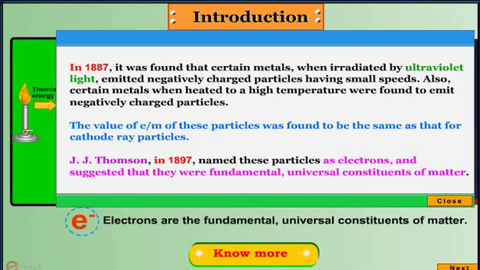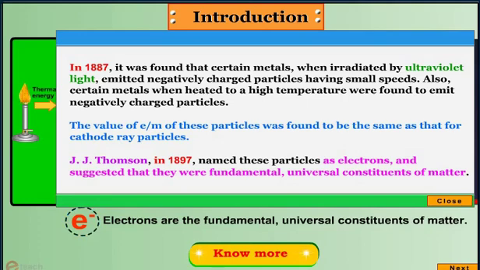In 1887, it was found that certain metals, when irradiated by ultraviolet light, emitted negatively charged particles having small speeds. Also, certain metals, when heated to a high temperature, were found to emit negatively charged particles.